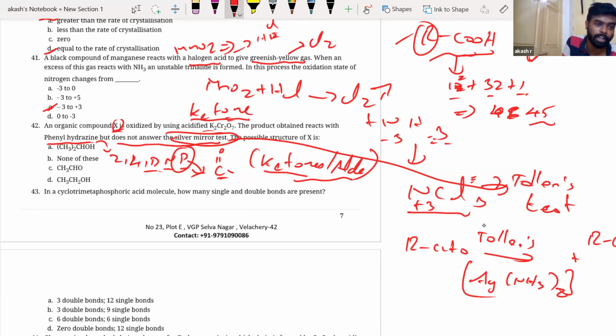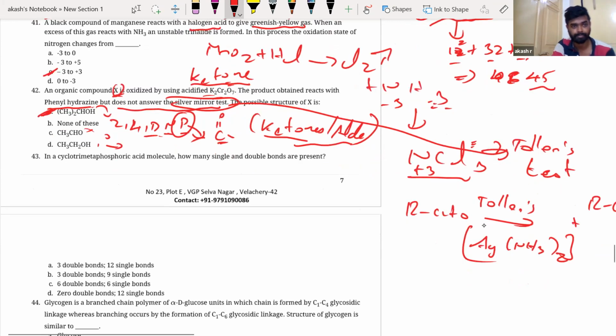So it is right there in option A, CH3CH(OH)CH3, a secondary alcohol. This is a primary alcohol, so definitely it was not an answer. CH3CH2OH is a primary alcohol, which cannot be the answer because it would have given an aldehyde or an acid. Only secondary will give ketone. So that is the correct answer.